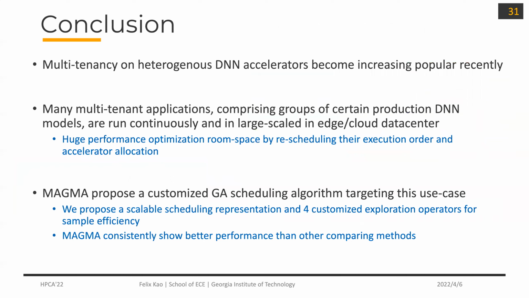Conclusion. Multi-tenancy on heterogeneous DNN accelerators has become increasingly popular recently, and many multi-tenant applications, comprising groups of certain production DNN models, are run continuously and at large scale in the edge or cloud data center. So there is a huge performance optimization space from rescheduling their execution order and accelerator allocation. MAGMA proposed a customized GA scheduling algorithm targeting this use case. We propose a scalable scheduling representation and 4 customized exploration operators for sampling efficiency. And MAGMA consistently shows better performance than the other compared methods.